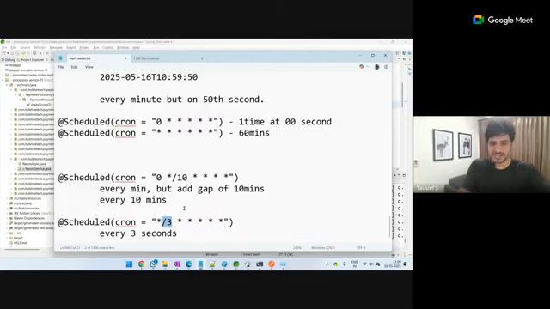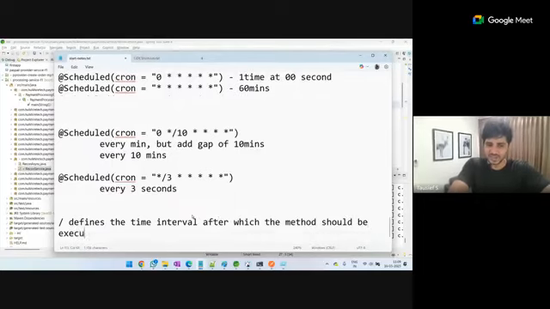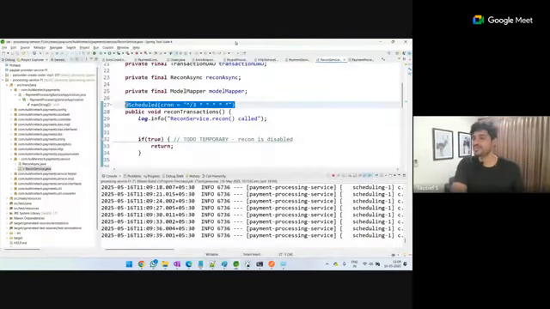Okay, so we can simply take this. Slash defines the time interval after which the method should be executed. If you put star, it means every second. If you put /5, it means every 5 seconds. /10 means every 10 seconds. That's how this pattern is going to be.